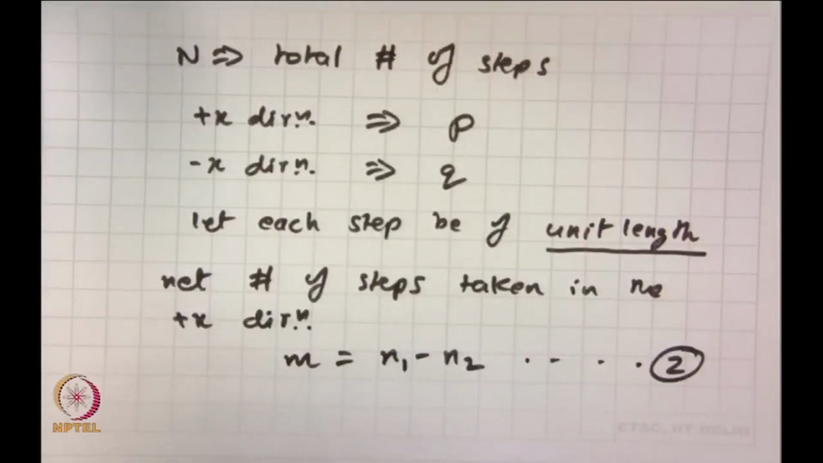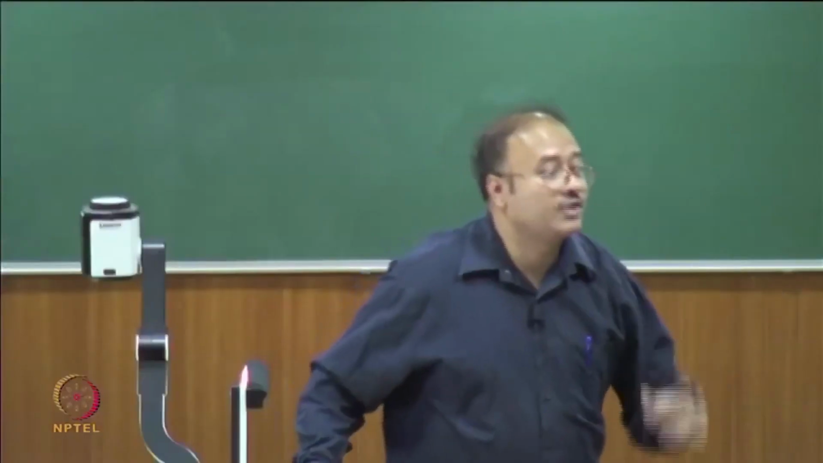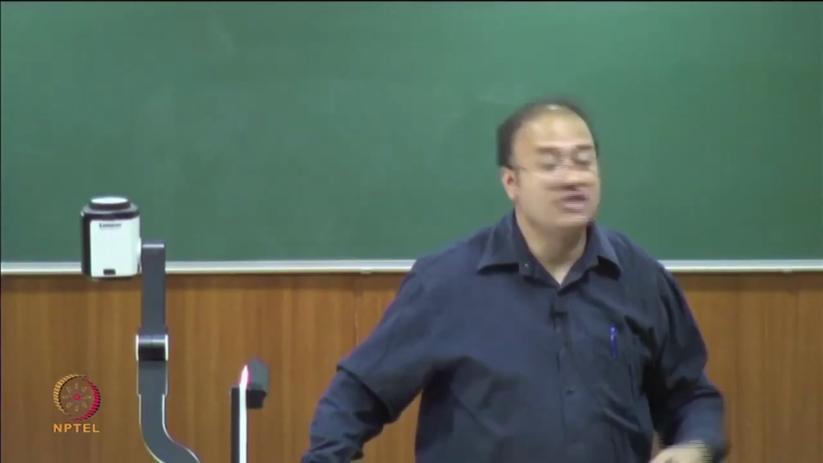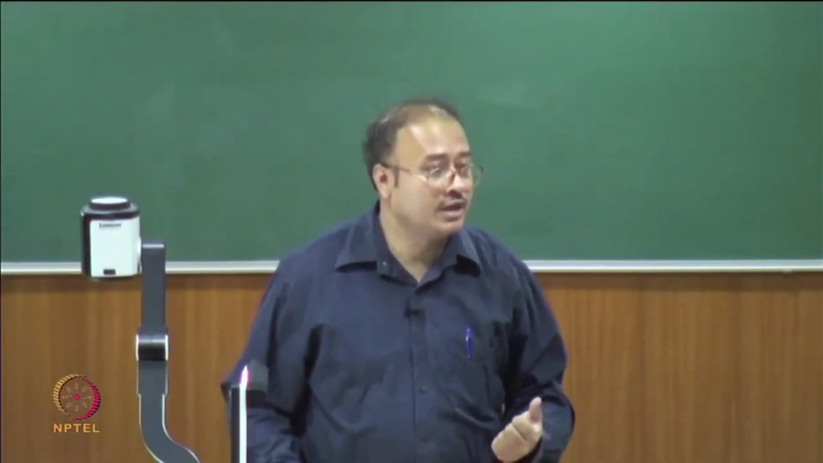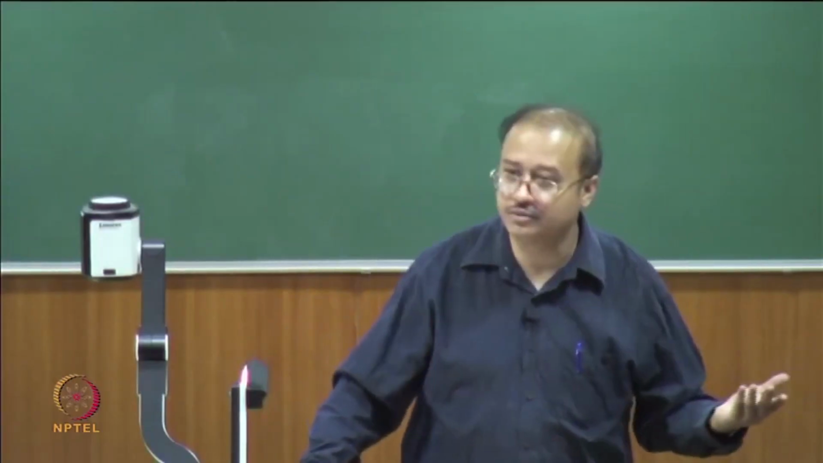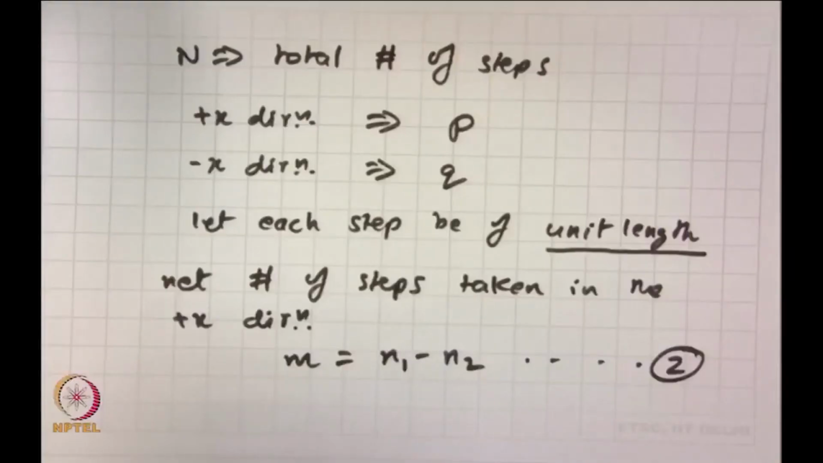So, what does it mean? See, m is the net number of steps I have taken in the positive direction, because I have moved both in the positive and the negative x, right. So, if n1 is greater than n2, that quantity would be positive m. If n1 is less than n2, what would it mean? That instead of moving in the positive x, I have moved in the negative x, that is essentially what it means, right. Good.